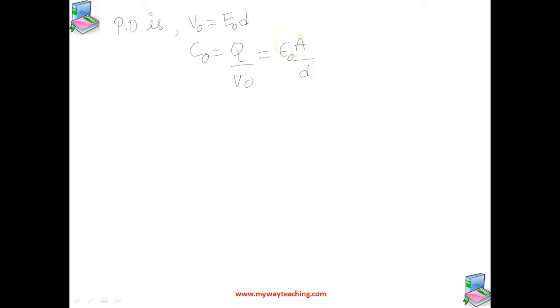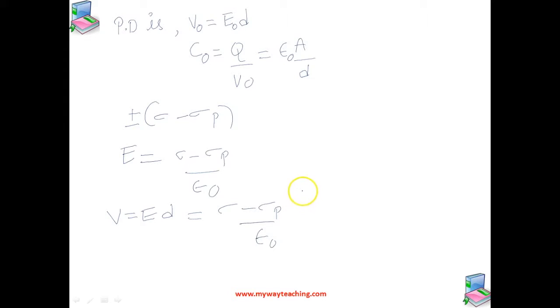So the electric field in the dielectric corresponds to the case when the net surface charge density on the plate is plus or minus sigma minus sigma p. So that is given by E is equal to sigma minus sigma p by epsilon naught, when we have inserted the dielectric. Now the potential difference across the plates is given by E into D, which is equal to sigma minus sigma p by epsilon naught into D.